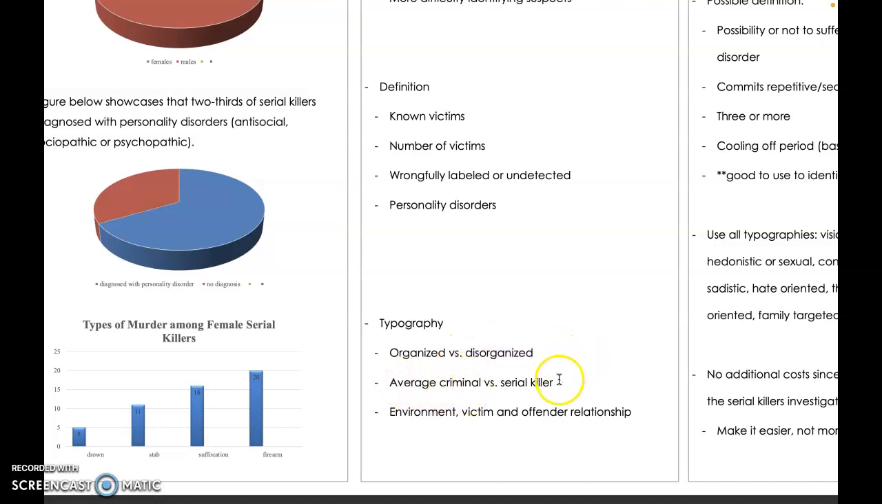Average criminal versus serial killer. There are points where, like I said, only one body is found, so they're like, oh, murder, not a serial killer. It's just analyzing the fact that that is a possibility.